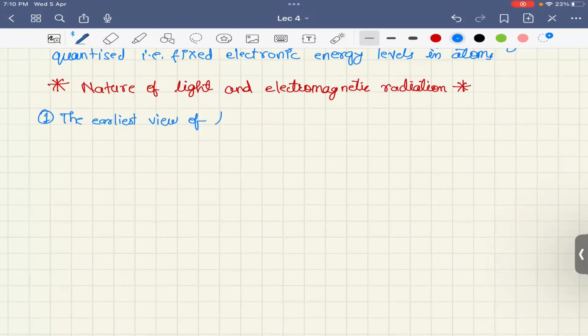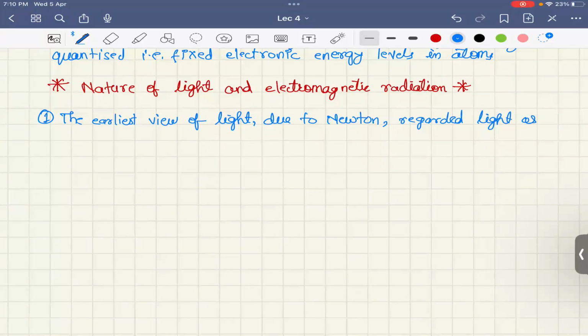The earliest view of light, due to Newton, regarded light as made up of particles, right?